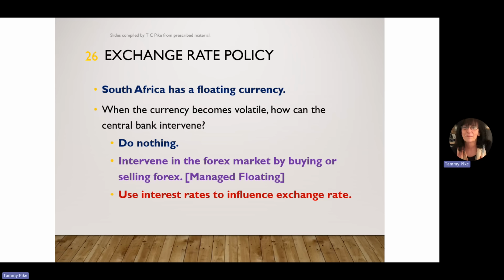But do nothing is pretty straightforward. Make sure you can describe it. It says do nothing, i.e. we will allow demand and supply to determine the equilibrium level of the exchange rate. All right, so that one's fairly straightforward.